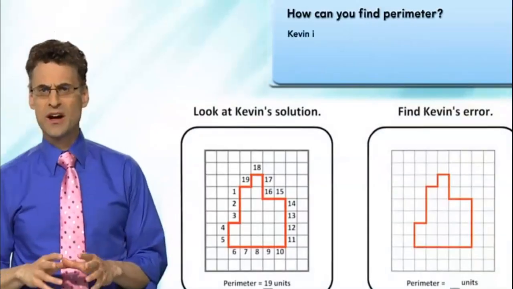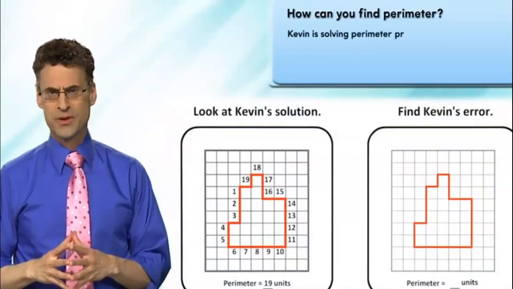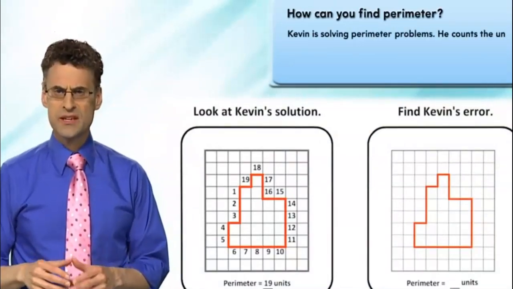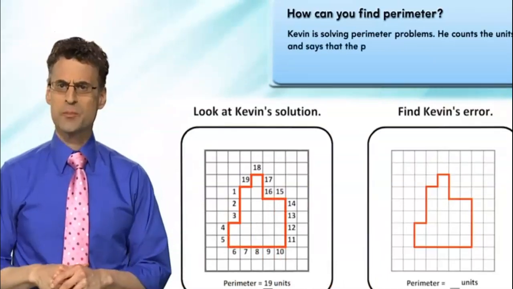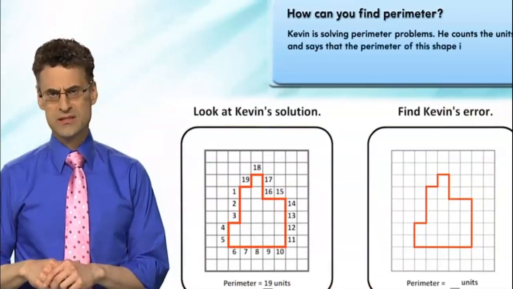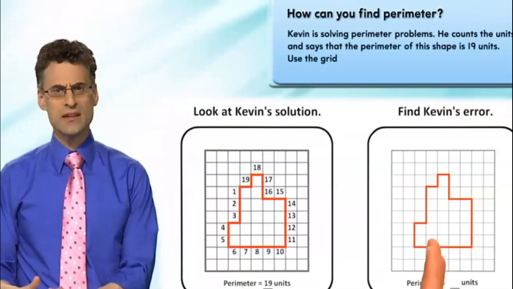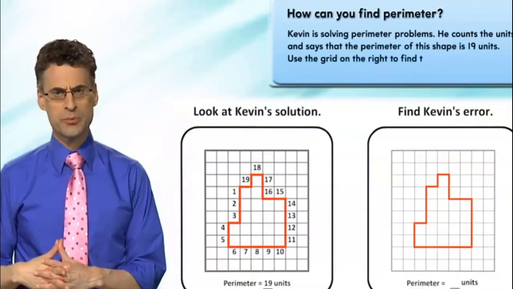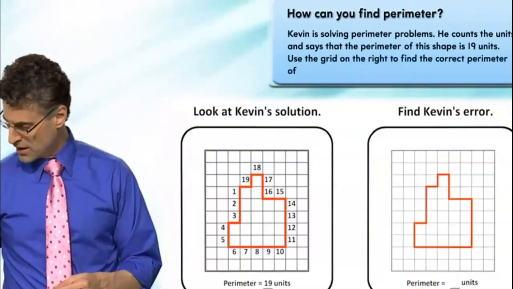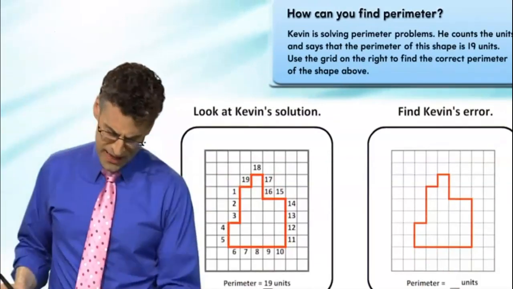You know, I love mistakes because they always teach me a valuable lesson. I want to share with you a little mistake that my friend Kevin made that I think really illustrates some of the pitfalls of finding perimeter. Let's have a look together. So, Kevin is solving lots of perimeter questions. Now he counts the units of this particular shape and says that the perimeter is 19 units. Now, let's use the grid to find the correct perimeter of the shape and see where Kevin might have made a mistake. Now, look at what Kevin did.